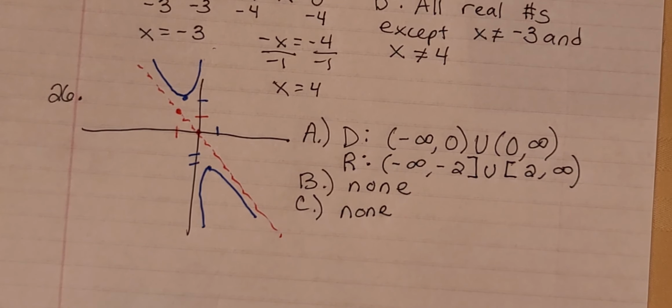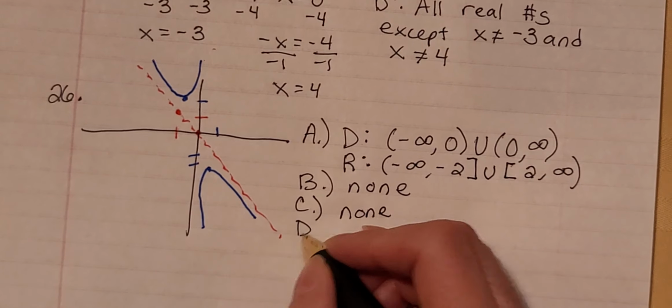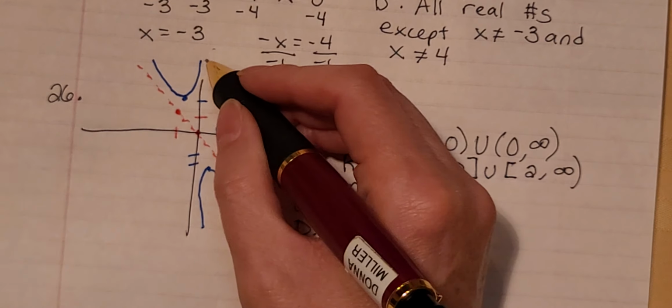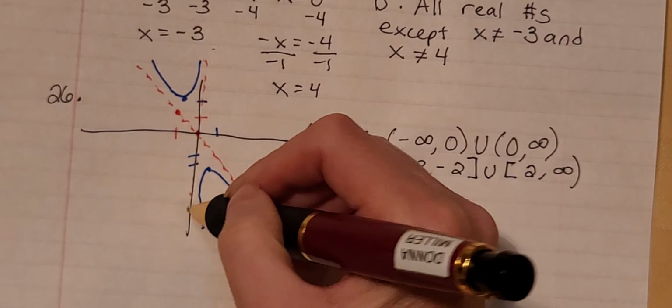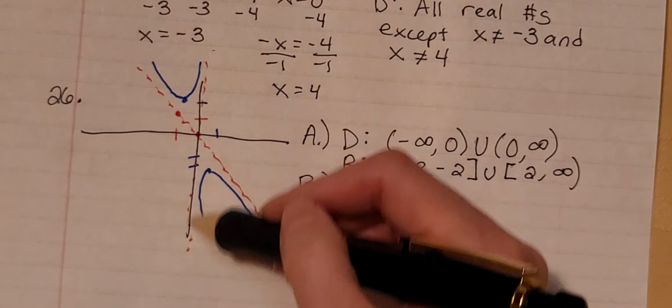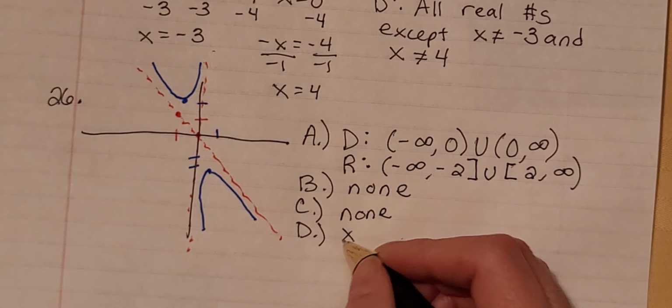Okay, question D asks for any vertical asymptotes. So it's not really drawn on there, but it's kind of implied that it's never going to cross right here. So that would be x equals 0 because we cut through the x-axis.